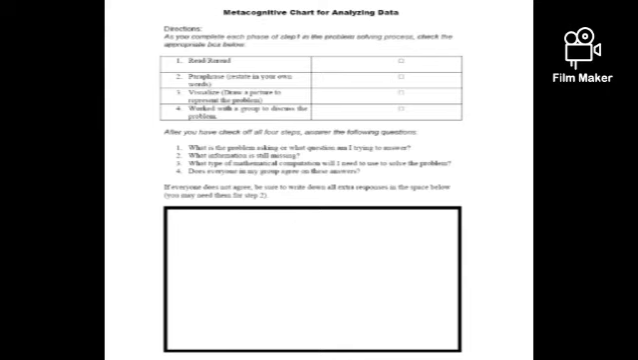And there is an instruction here given to the students: after you have checked off all four steps or phases, answer the following questions. What is the problem asking, or what question am I trying to answer? What information is still missing? What type of mathematical computations will I need to use to solve the problem? Does everyone in my group agree on these answers? And if everyone does not agree, be sure to write down all extra responses in the space below.